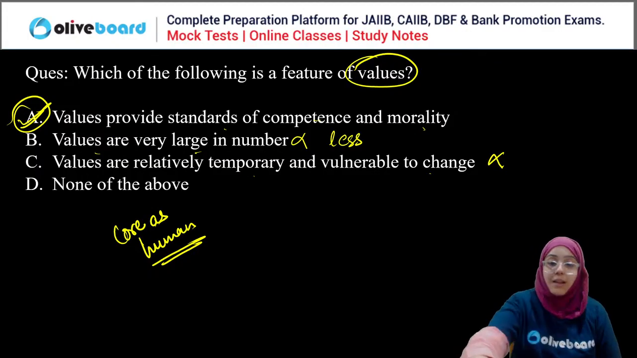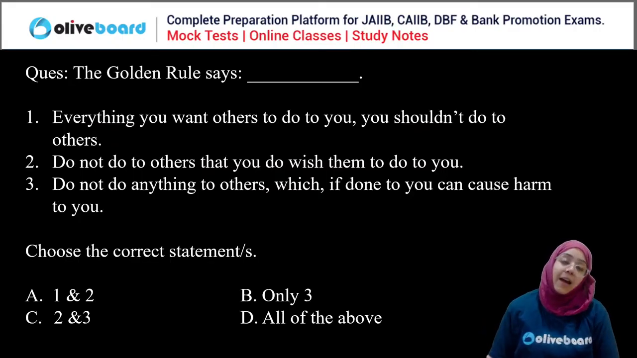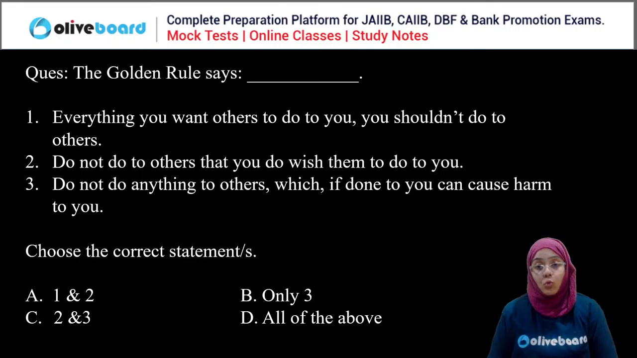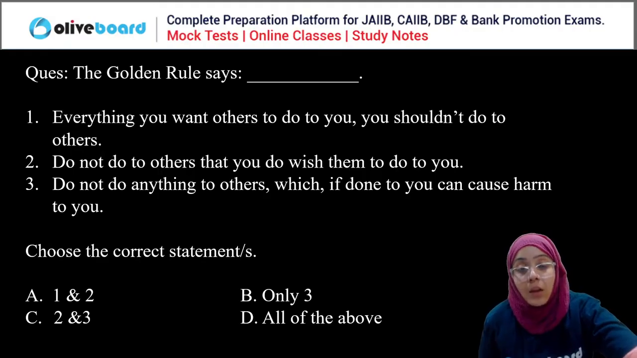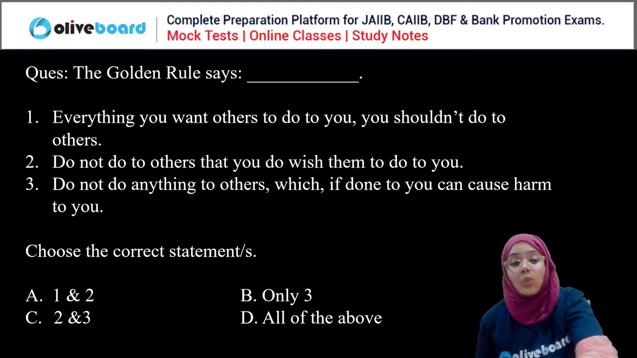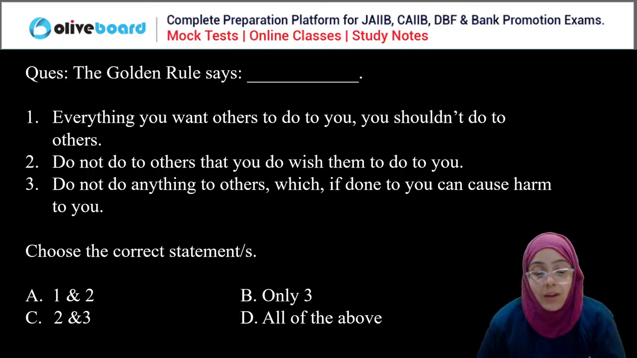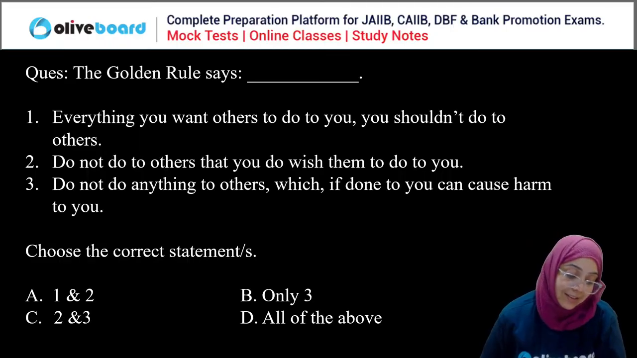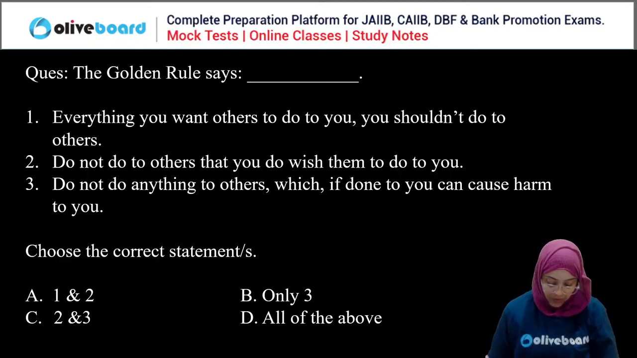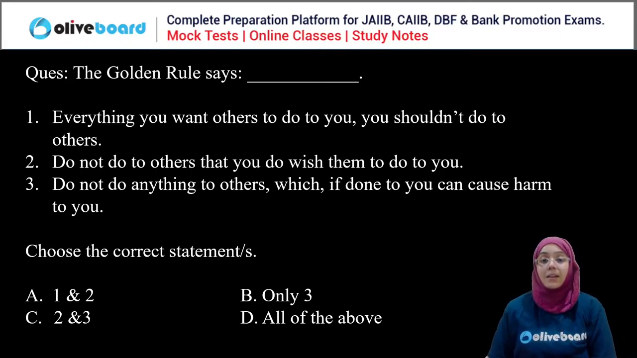Okay, good. Next question. The golden rule says: everything you want others to do to you, you shouldn't do to others. Do not do to others what you do wish them to do to you. Do not do anything to others that, if done to you, can cause harm to you. We have to choose the correct statement here. Which of the following is actually the golden rule? We have to select the correct statement regarding the golden rule, everyone. Please answer this question.